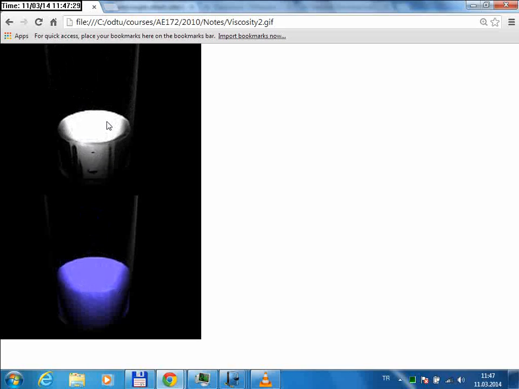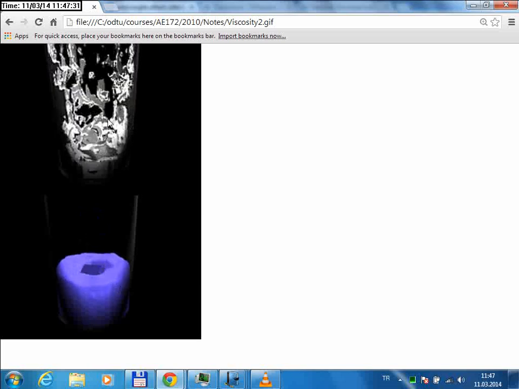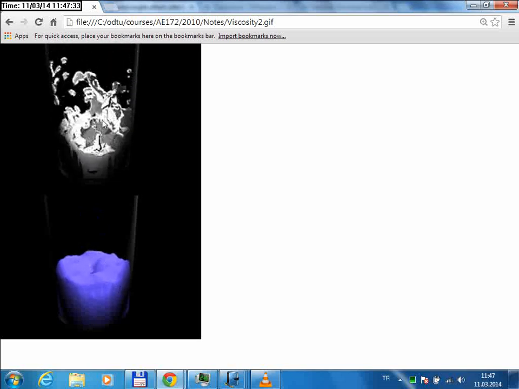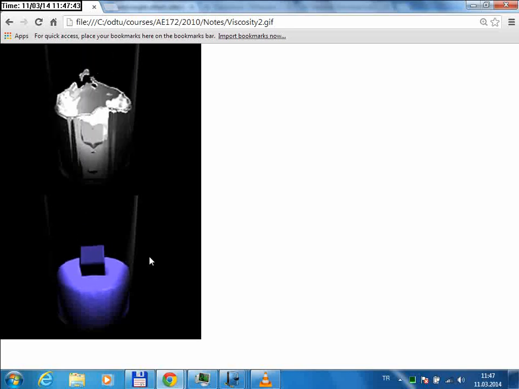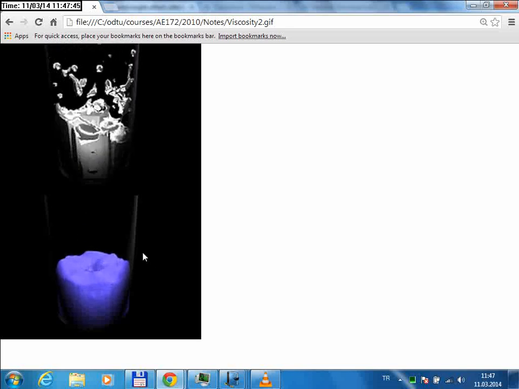Okay, so if I tell you that one of these cups is full of water and the other is full of honey, which one do you think would be the honey? Blue one, right? Because honey is a much more sticky substance compared to water. So you would naturally expect honey to look like this.